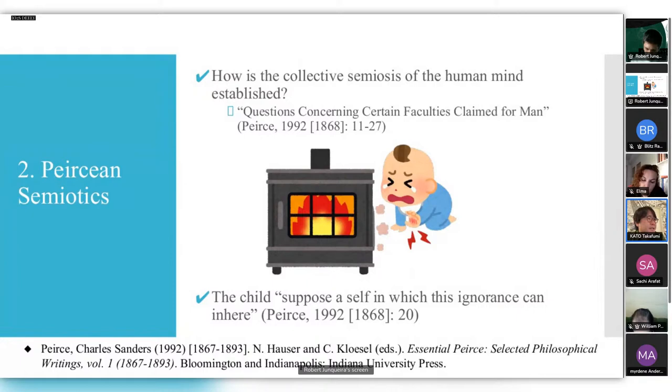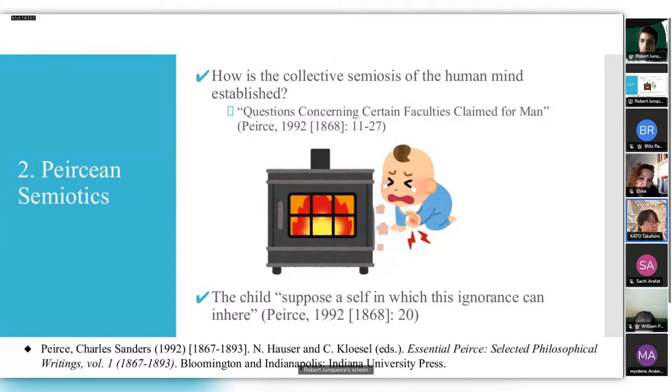Peirce takes the following example to illustrate the point. A young child overhears the adults around him saying that the stove is hot. But the child thinks that the stove is not hot. This is because the child's body is not touching the stove and does not perceive the heat from the stove. But as soon as the child touches the stove, he will realize that the adults around him were right. In other words, he will realize that his own thoughts were wrong and that he was ignorant. At this moment, the child supposes a self in which this ignorance can inhere.